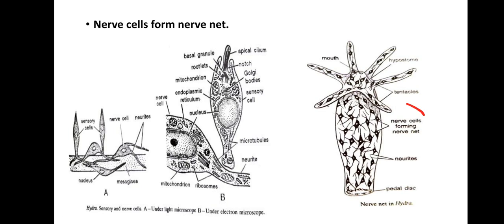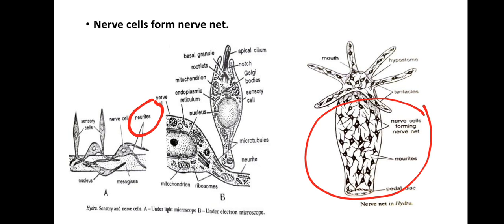So it is like a network. You see here it is present like a network, like a web. So it is called a nerve net. And each of these nerve cells is provided with neurites, like in higher neurons you find axons and dendrites. Here there is no such differentiation, but you find neurites, some cytoplasmic projections that extend from the body. These nerve cells are also connected with the sensory cells that help in perceiving the surroundings. So it helps in perception.